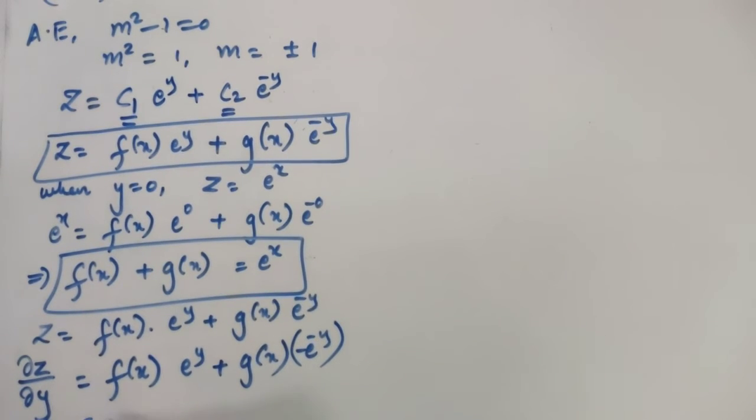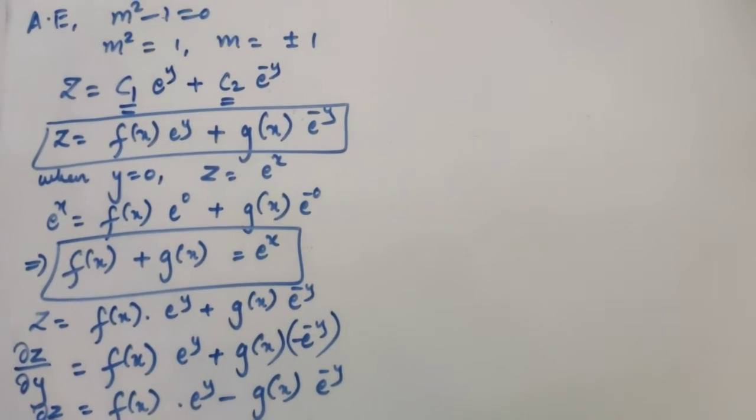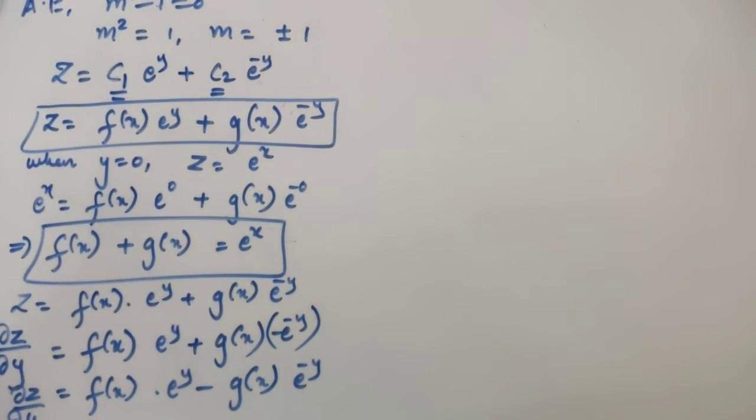Okay, so now again it will be f of x into e to power y minus g of x into e to power minus y. This minus sign I am multiplying here. So this is dou z by dou y. Yes, I hope up till here it's clear.